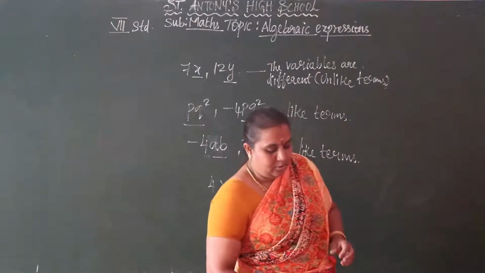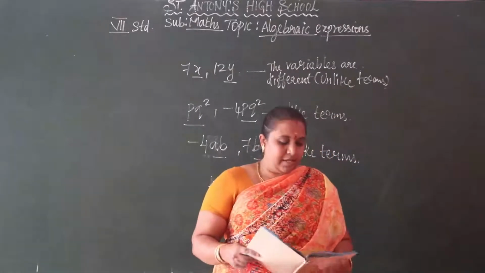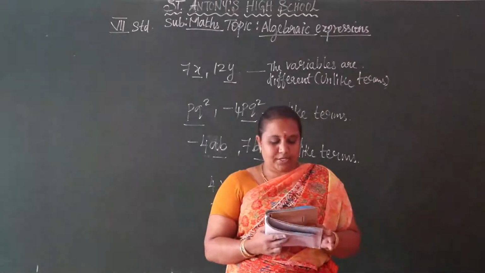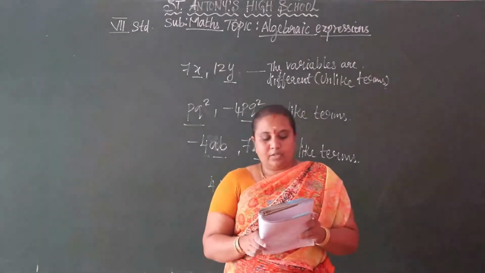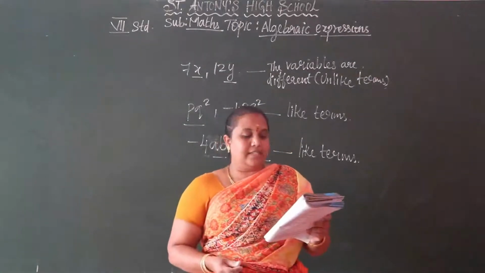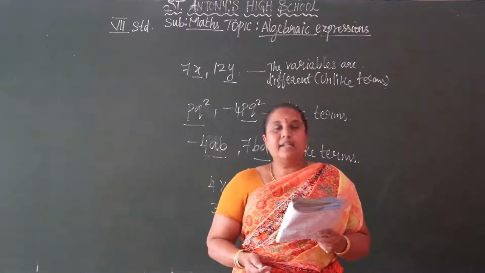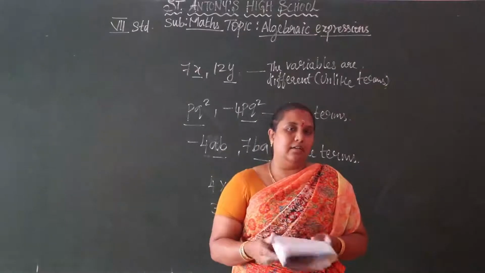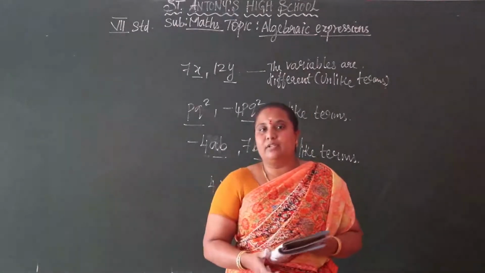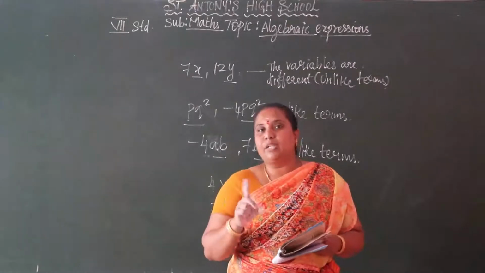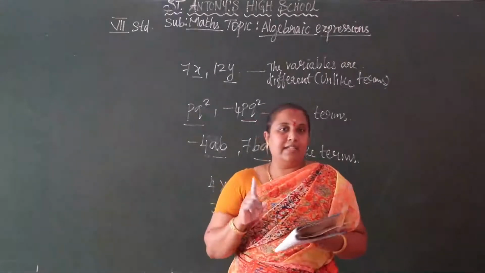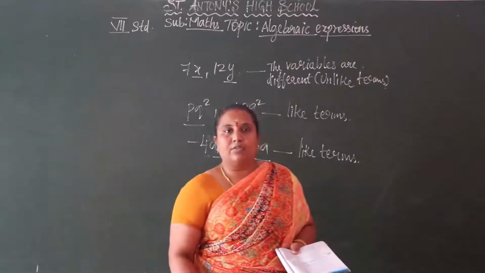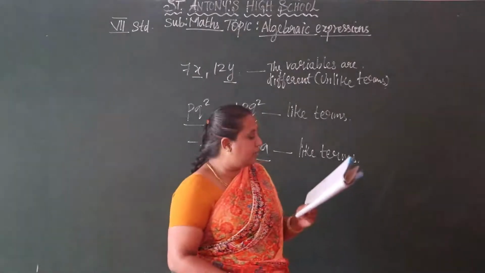Understood children? Okay, so based on this you have exercise problems. Exercise 12.1. In that you have to find out the expressions. Get the algebraic expressions in the following cases using variables, constants and arithmetic operations. You know how to write the equations from the statement form. Is it right children? Let us see one example. In that you have 8 sums, and I took 1. You have to try it yourself in your rough notebooks.